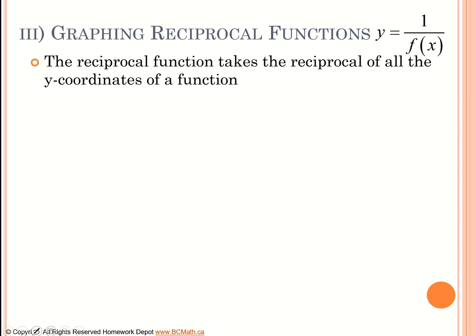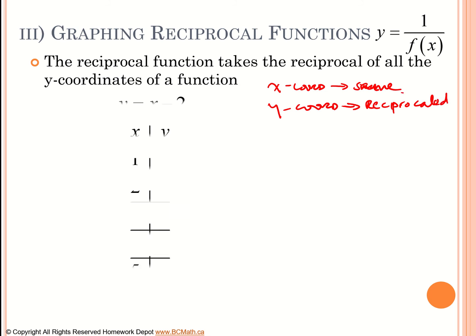One of the key points to remember is that when you're taking the reciprocal of a function, your y coordinates are the ones that change. So the x coordinates of the graph stay the same, and the y coordinate is the one that gets reciprocated. I'll go through an example.